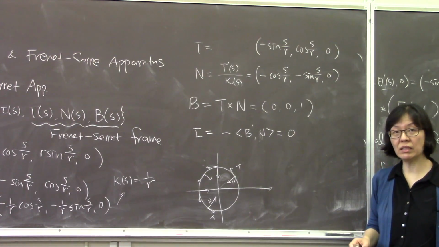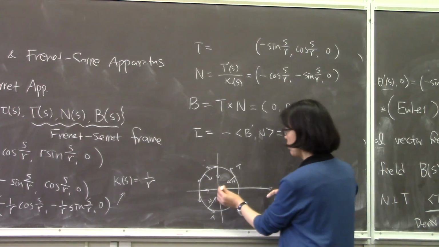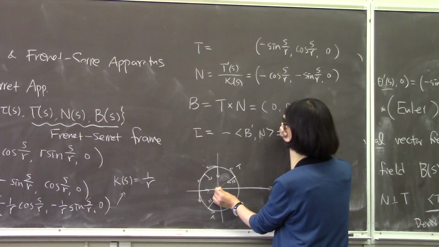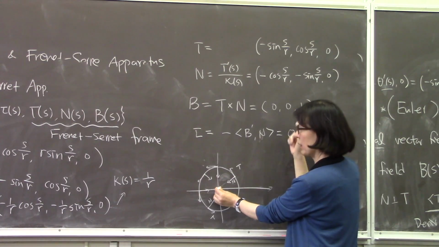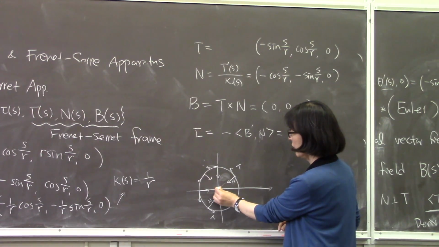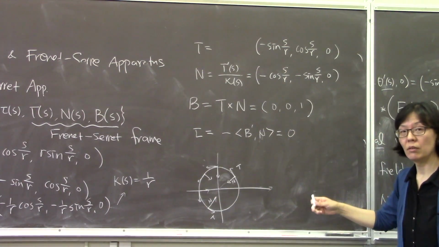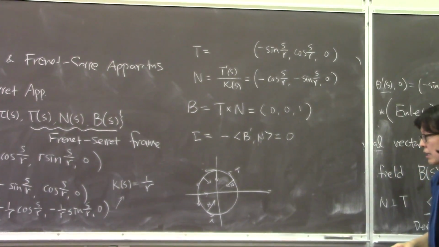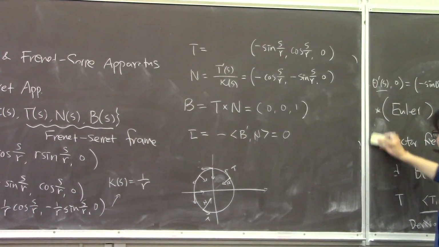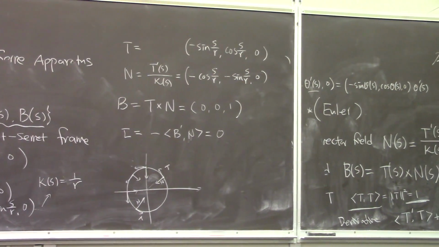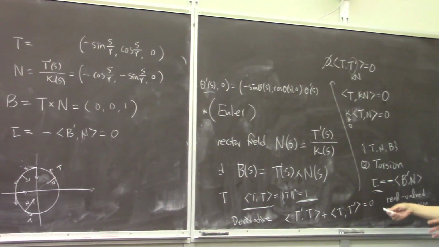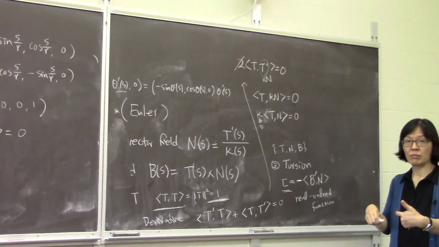Then what is B? Yeah, it's coming out of a board. B is a K vector. B is K vector, as you see. So, what does that mean? Actually, B and the torsion measures how much the curve lies away from a single plane.